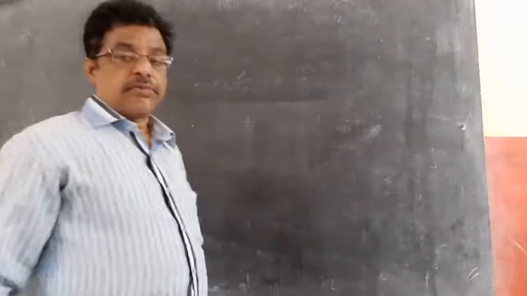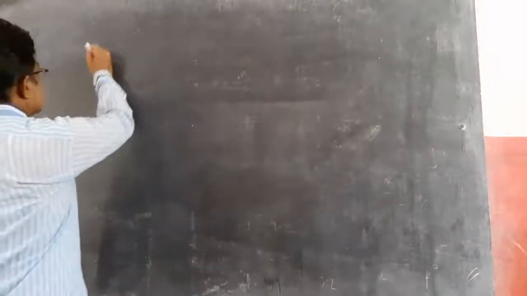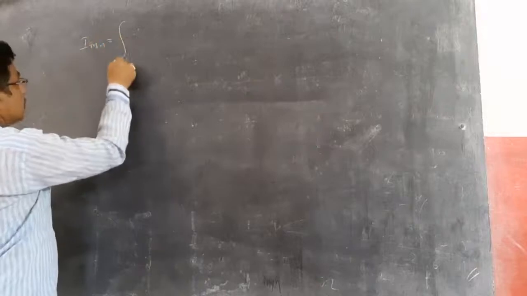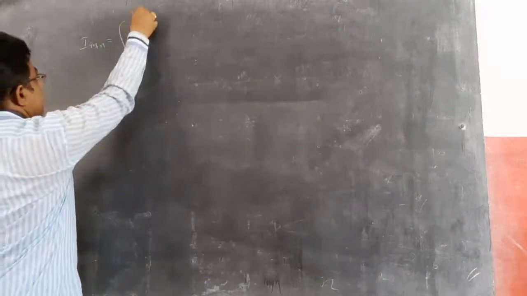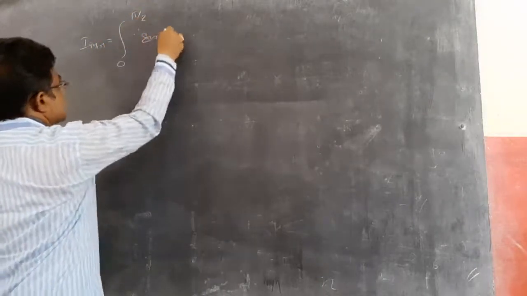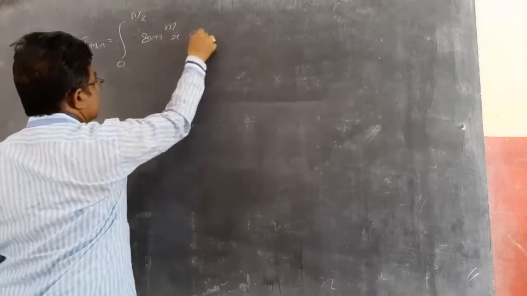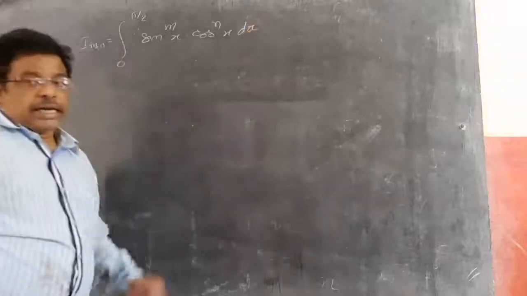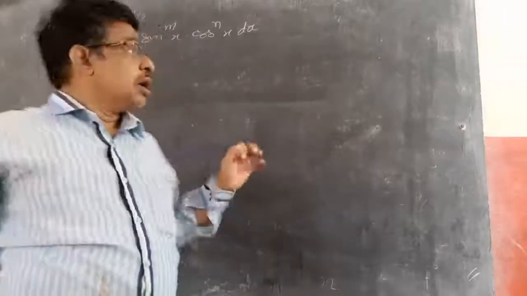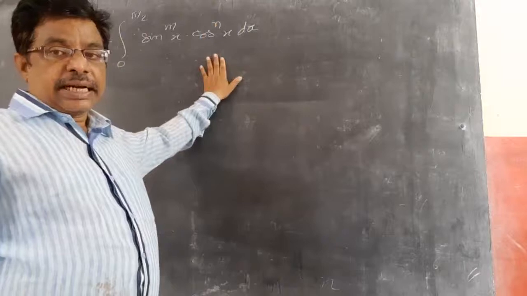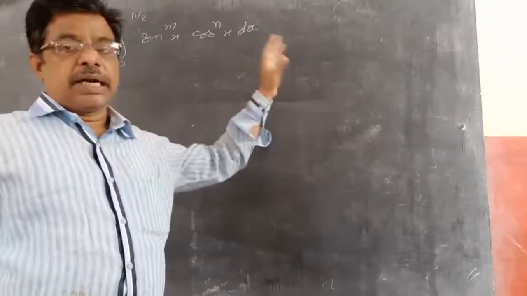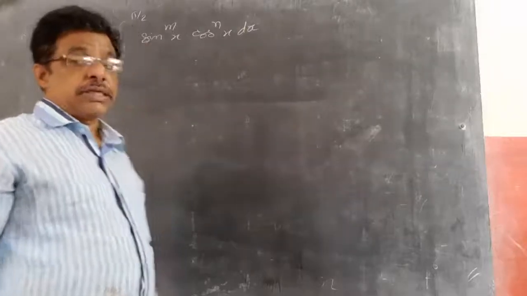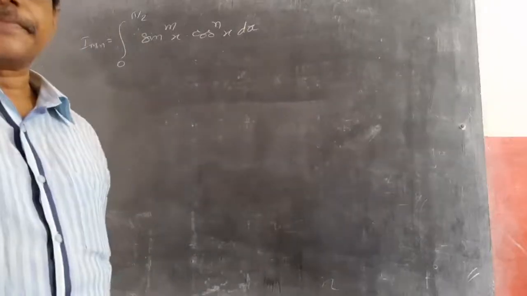Now, same reduction formula, we did cos and sin. Then I(m,n) equals the integral of 0 to pi by 2 of sin power mx into cos power nx. We did the indefinite integration. How to find the reduction formula for this? You can use that formula and then apply the limits, or you can solve as usual. I am going to solve as usual. So, how to solve?